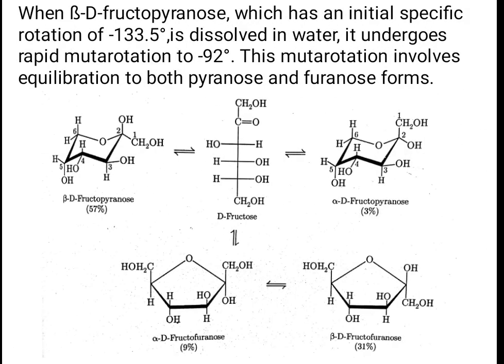When beta D fructopyranose, which has an initial specific rotation of minus 133.5 degree, is dissolved in water, it undergoes rapid mutual rotation to minus 92 degree.